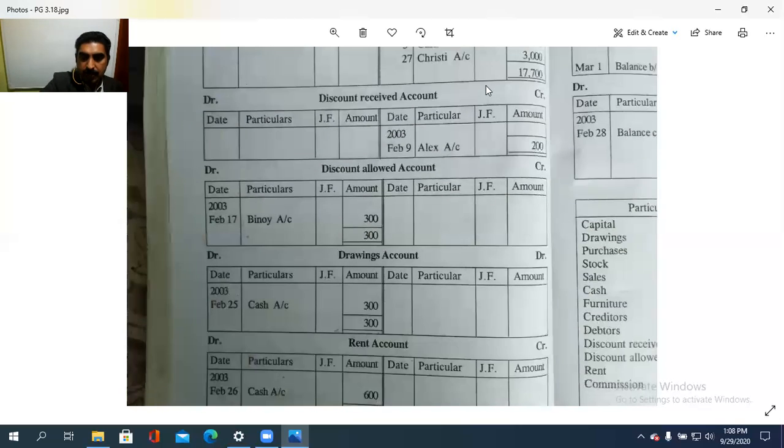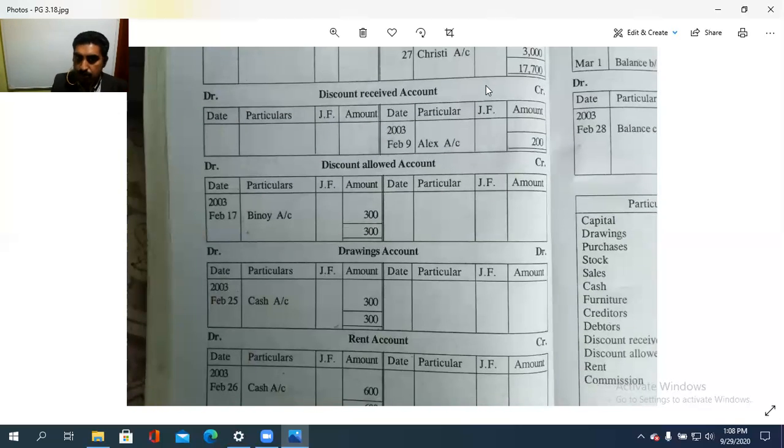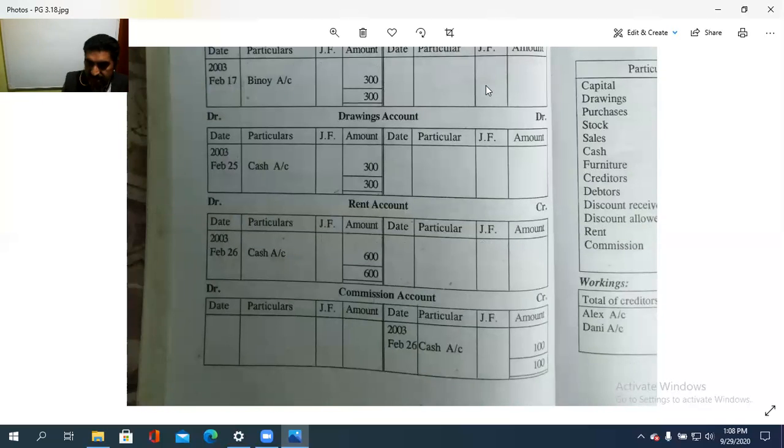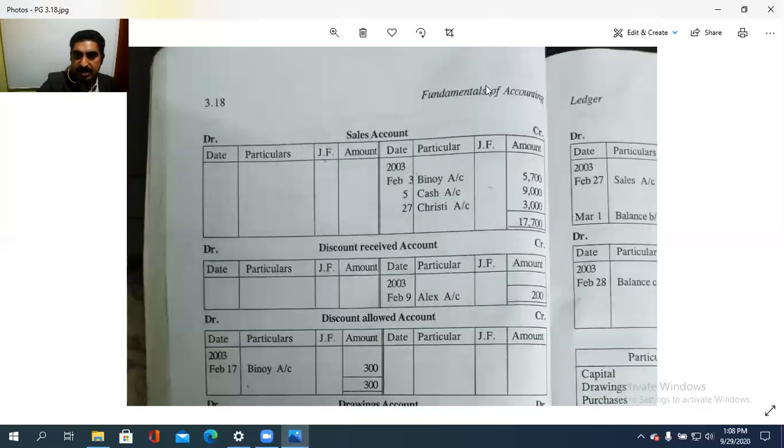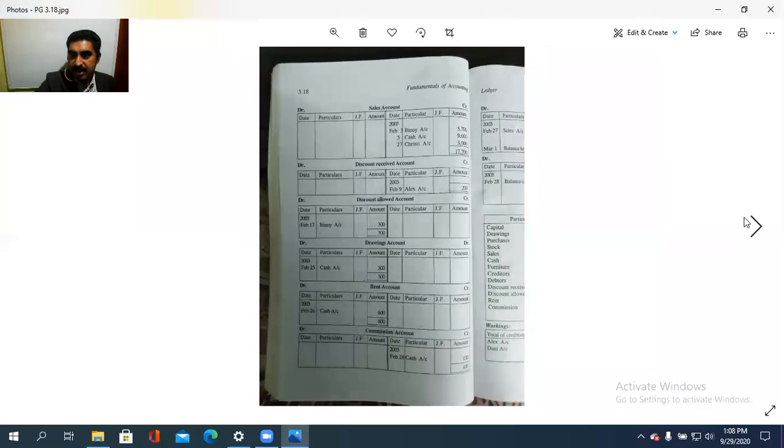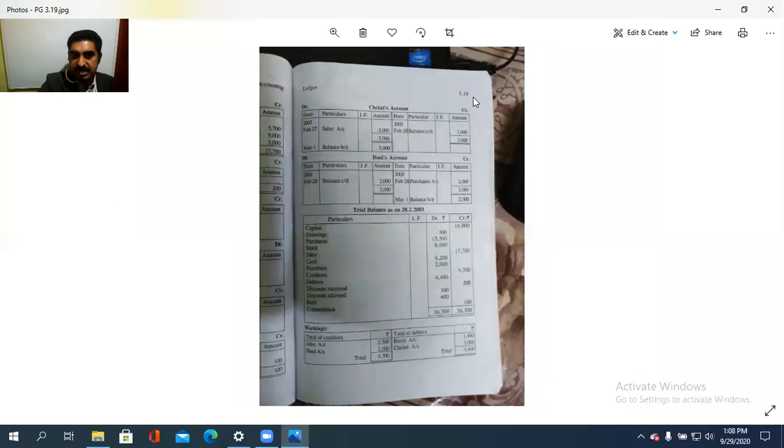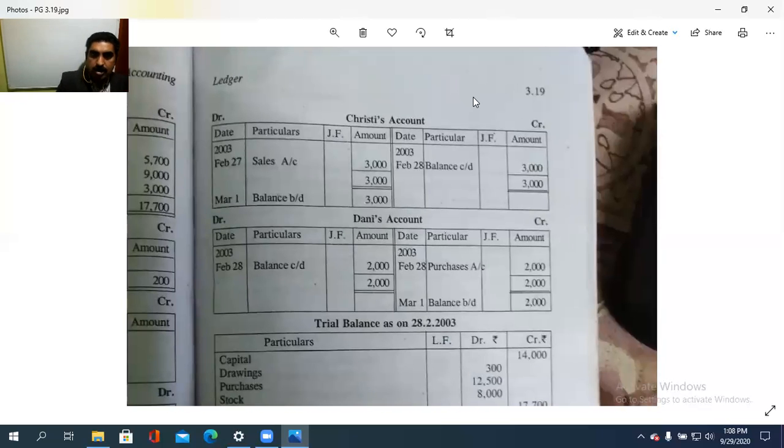Those are all small accounts. Then drawings, that also a small account is required because only one transaction. Rent also only one transaction. Commission also only one transaction. Then like the same, two more accounts are there: Christie's account and also Danny's account.